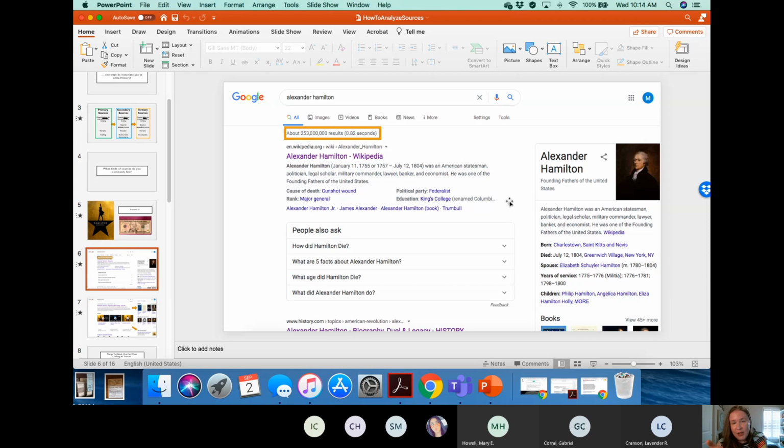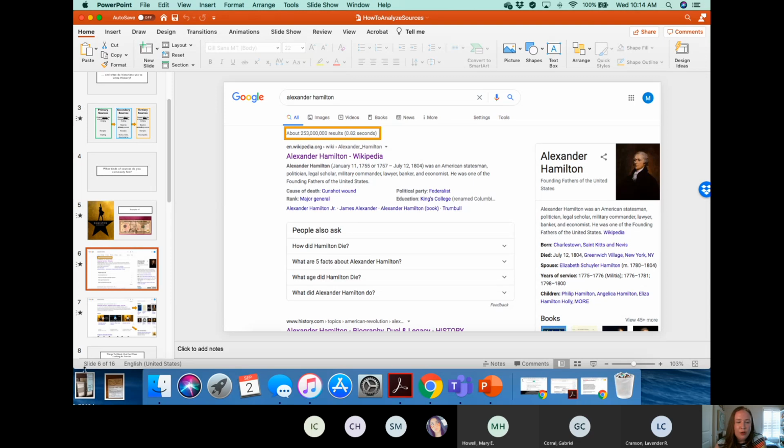Okay. Now, if you were writing a paper on Alexander Hamilton, would just looking at Wikipedia be good enough? No, right? Because it doesn't have the level of detail that you would need for a paper. Did you know that you can find more level of detail on a Google search?